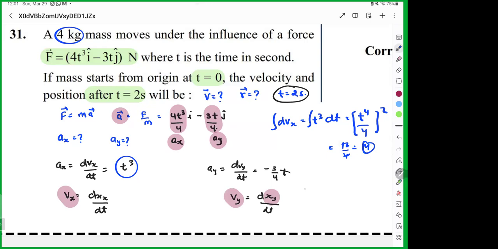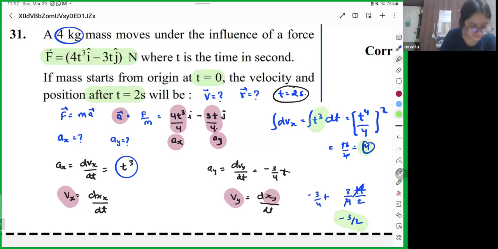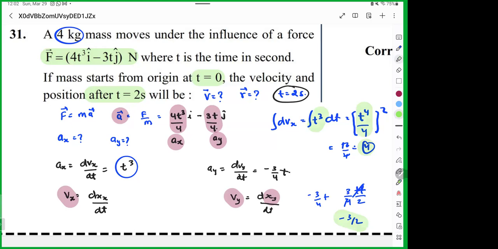In the y-axis, if you integrate minus 3 by 4 t, it will be minus 3 by 4 into t square by 2. Right? If you put t value 2, it will be 4, and 4 and 4 cancel. It will be minus 3 by 2. Correct? So velocity in the x-axis will be 4, and velocity in the y-axis will be minus 3 by 2. Anvita, understood? Yes. Integration of t cube is this. Integration of 3t by 4 is t square by 2, this part.